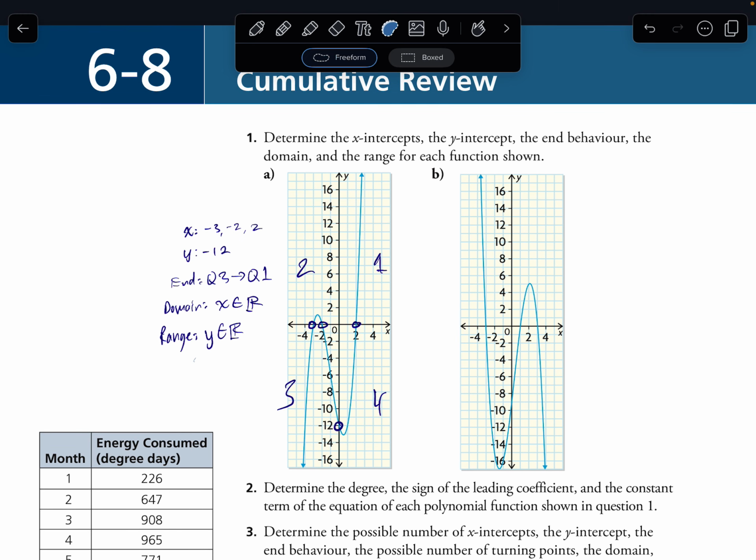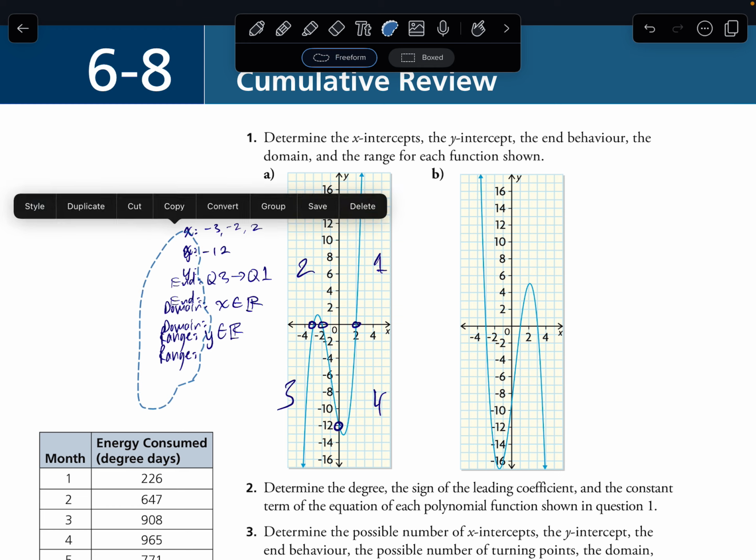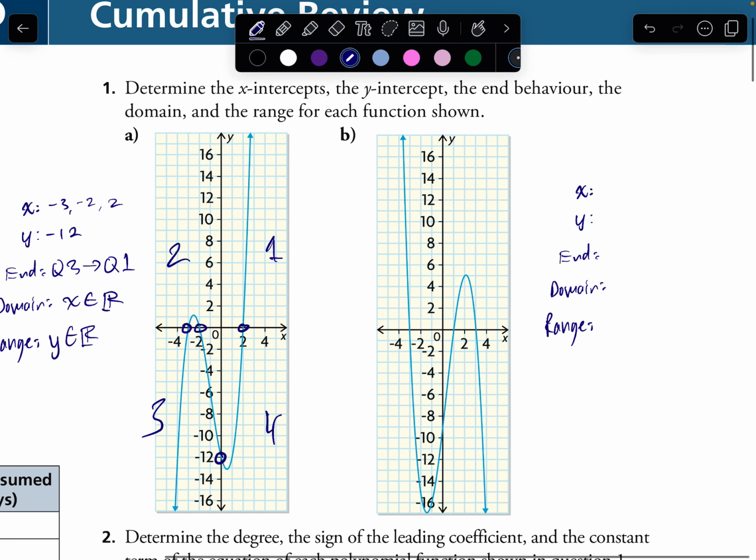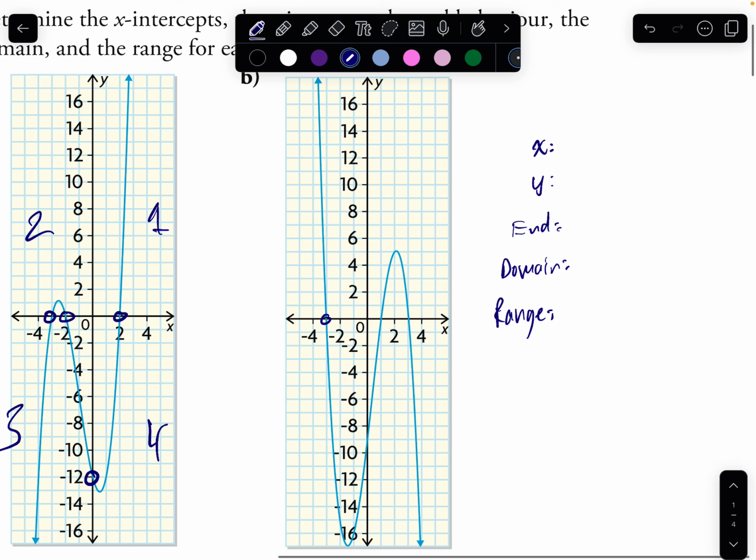Okay, and then for this one, let's just copy across this. Okay, for the other side, intercepts at -3, 1, and 3. Our y-intercept is here, -9. The answer for that is wrong. The answer says that it intercepts at 9. They missed the negative sign.